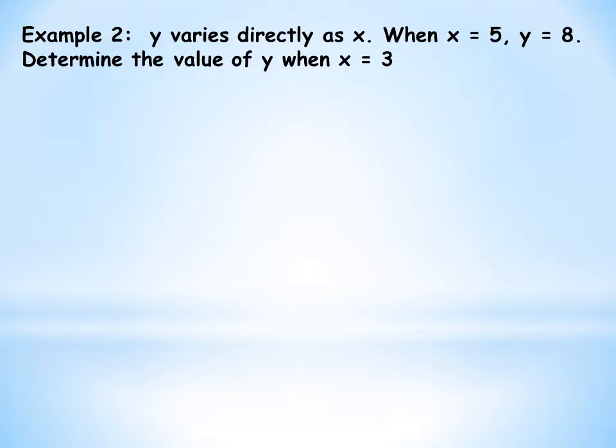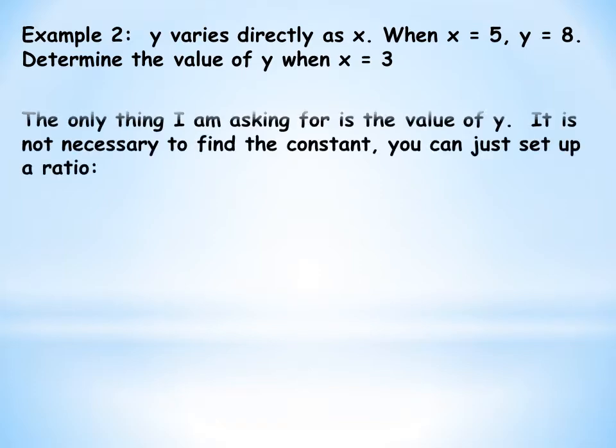Another way that I could ask a question would be simply saying y varies directly as x, and I give you a circumstance. When x is 5, y is 8. So I'm giving you both x and y, and then I'm asking you to find the value of y when x is 3. Now you could go ahead and find the constant by doing y over x and then writing the equation and filling in x is 3 and solving for y. But since I'm not actually asking you for the equation or the constant, you can use the fact that you know that the ratios have to be constant.